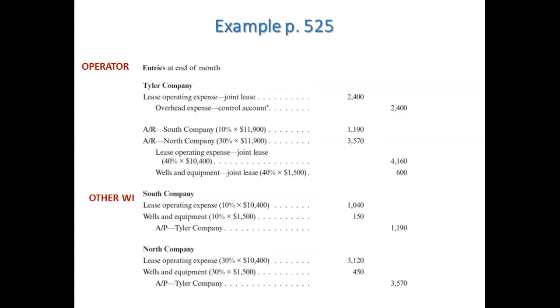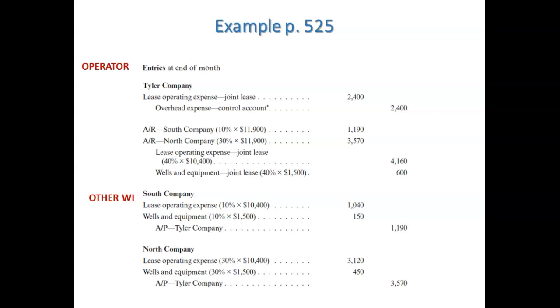At the end of the month, the operator, Tyler, would make these journal entries, going to record lease operating expense and credit overhead expense, so that's for the overhead amount that was agreed upon. Then he's also going to make a journal entry to set up the receivables. For South Company, it's going to be 10%. North Company is going to be 30%. And then you're going to credit the lease operating expense for the 40% and credit wells and equipment for the 40% for South and North companies.